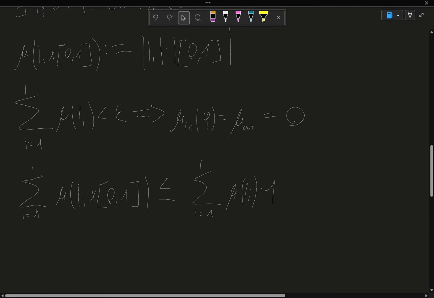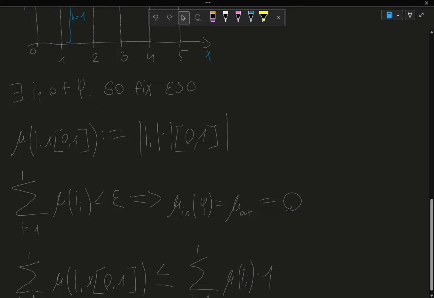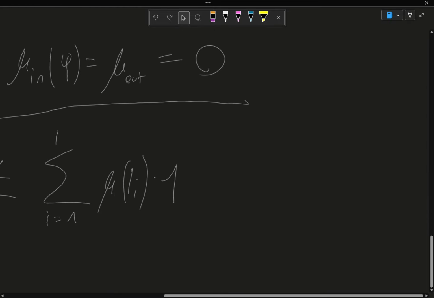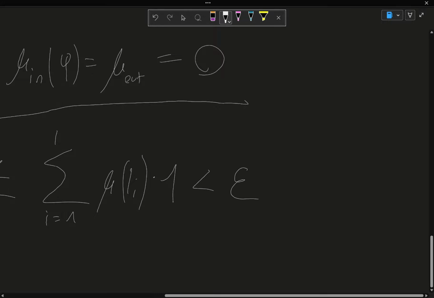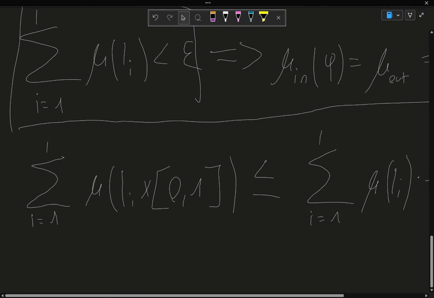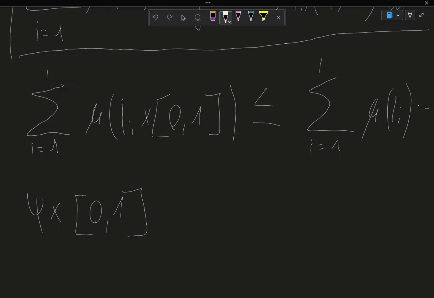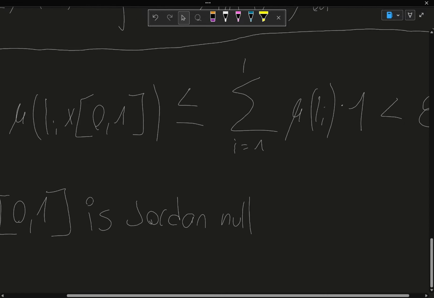But from the definition of Jordan null right here, we know that this is less than epsilon. That's just the definition of Jordan null. So we are less than epsilon. Hence, we have now shown that psi times 0, 1 is Jordan null. Once again, the most important thing is the box or your QED or whatever.